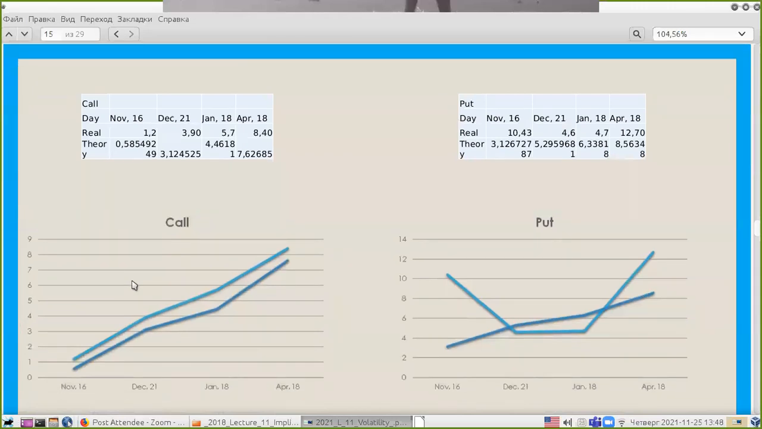Now we can compare this theoretical price, which we just computed using the Black-Scholes formula, with the real price. The real price is the price from the Nasdaq site. You see that theoretical for November is 0.58, but the real price is 1.2. For December, it is different: 3.9, and really it is 4.46. So you see that these prices aren't the same, they don't coincide. For the put option, the situation is similar, but the difference is even more than the call option.